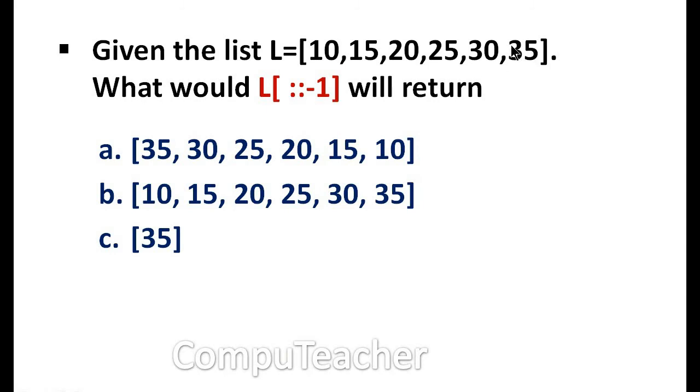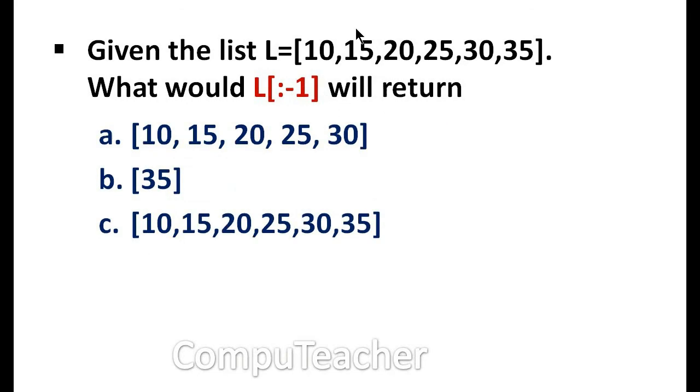So 35, skip by 1: 30, 25, 20, 15, 10. So the first value will be 35 and the last value will be 10. What is the result then? It is option A. So we can use this slicing colon colon minus 1 to reverse a list, just like in strings.